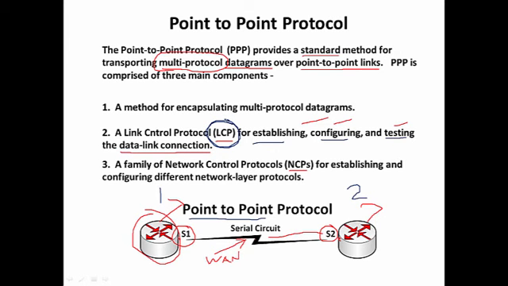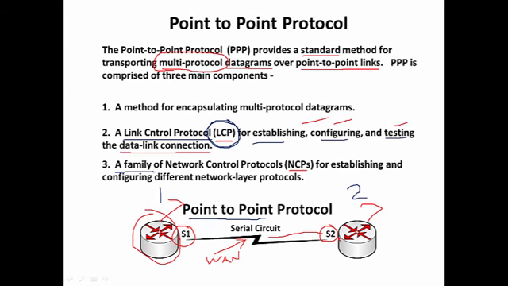A determination is made when a link is functioning properly and when it is failing. So if the LCP, the link control protocol, which is continually monitoring the PPP, detects that there is a failure, then that is going to be reported, and then ultimately the connectivity dropped.